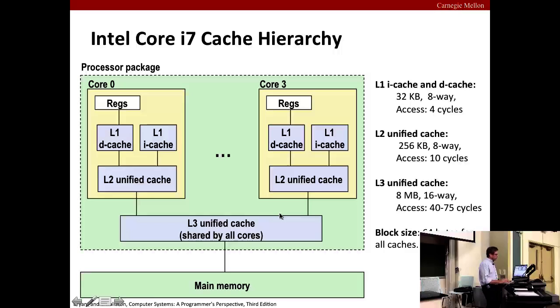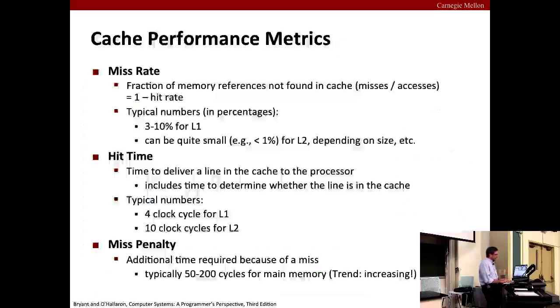And for all of these different caches, the block size is 64 bytes. Now, there's a number of different ways to think about the performance of caches. My most common way is using a metric called the miss rate. So this is the fraction of references that miss.